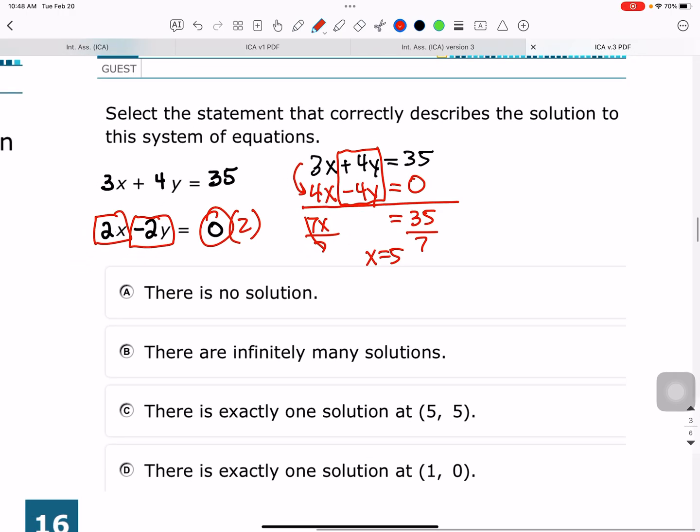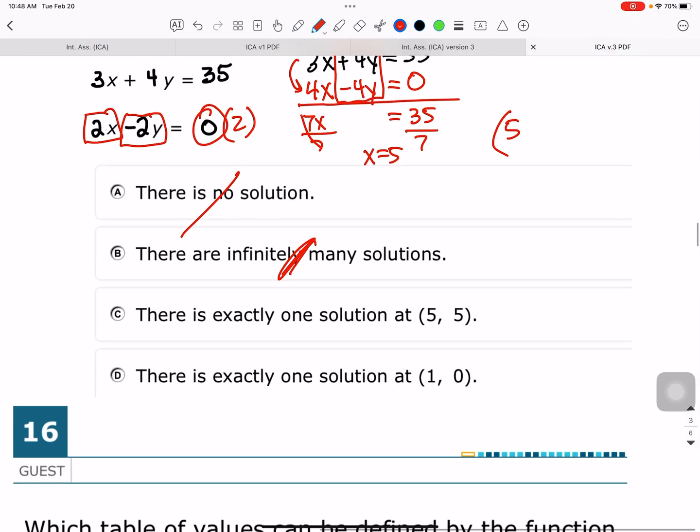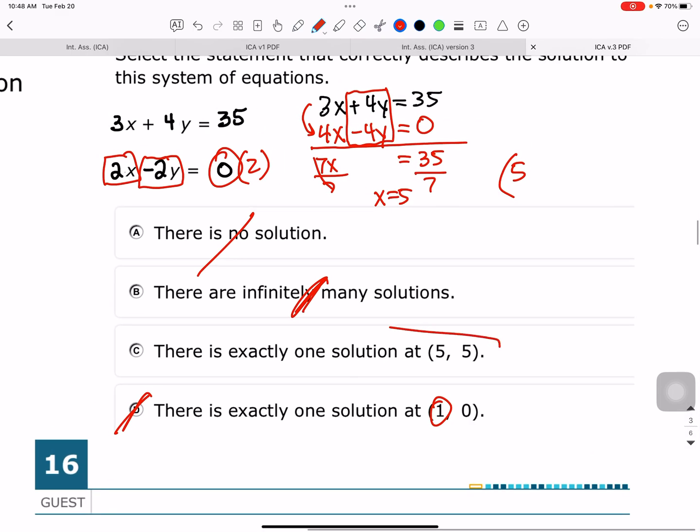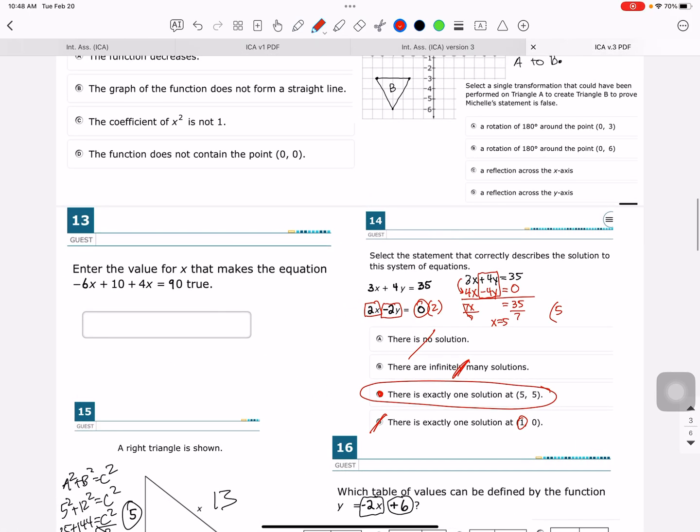So already I know my answer is going to start with 5. It's not no solution. I know there's an answer. It's not infinitely many solutions. I've got one answer. I just don't know what it is yet. It doesn't start with 1, so I could plug this back in, or I could look at my answers. The only one that has x equals 5 is this one. All right, so there's the one answer.